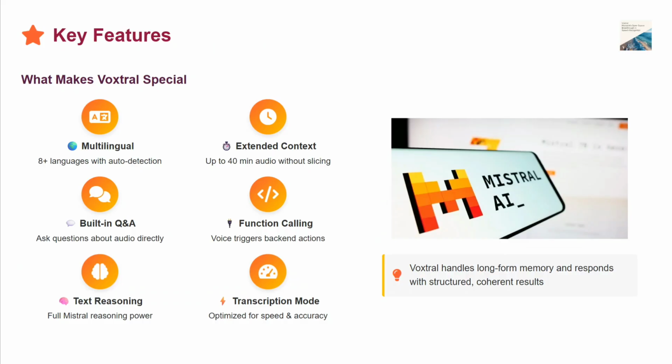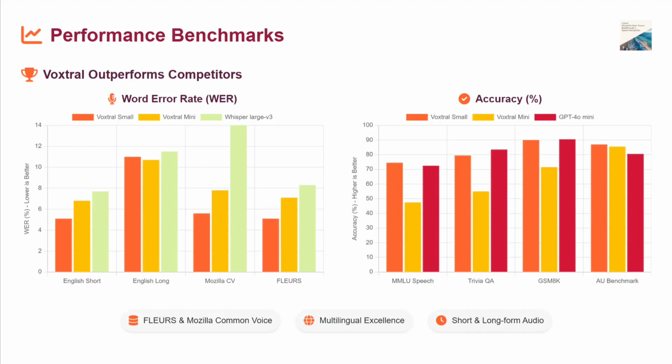Function calling, text reasoning, and transcription mode as well. So it is a way more complicated model compared to Whisper. It is not just doing speech to text, but a lot more audio reasoning, and it even supports text reasoning also. So it can work like a simple LLM as well. Talking about performance benchmarks, as you can see, word error rate and accuracy. Both the models, be it Voxtral Small and Voxtral Mini, are able to outperform the state-of-the-art models.